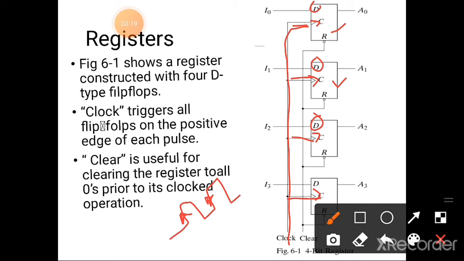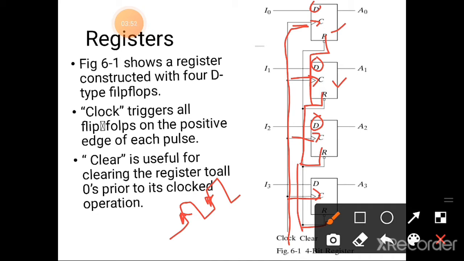And here there is a clear signal which is connected to R. This clear is useful for clearing the register. Clearing means to set all zeros. The register value will be set to zeros prior to its clocked operation.